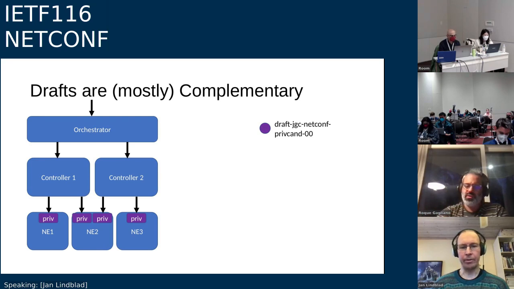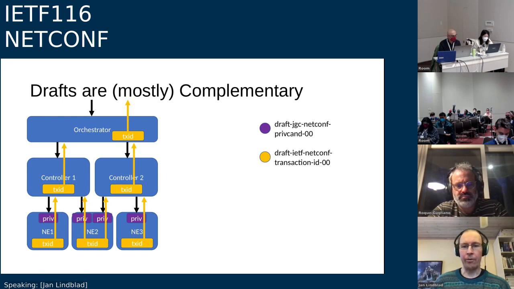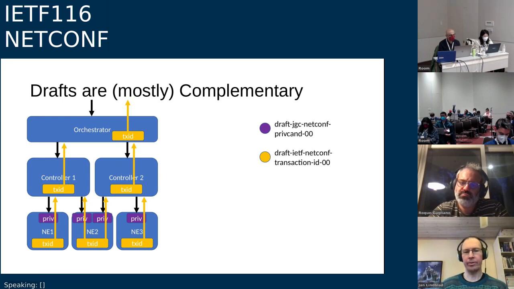It's not strictly necessary. You can use locking and stuff like that to lock the shared candidate to get around it, but then you get lower performance and some complications. But this is a nice addition. Then we have this draft transaction ID, which is adding a local transaction ID in every NetConf server, and those transaction IDs are also communicated back to the client that sits on the north of this server. So that's the yellow parts here.